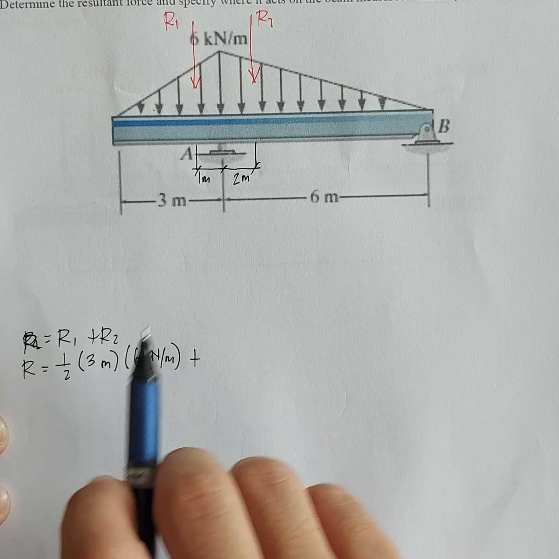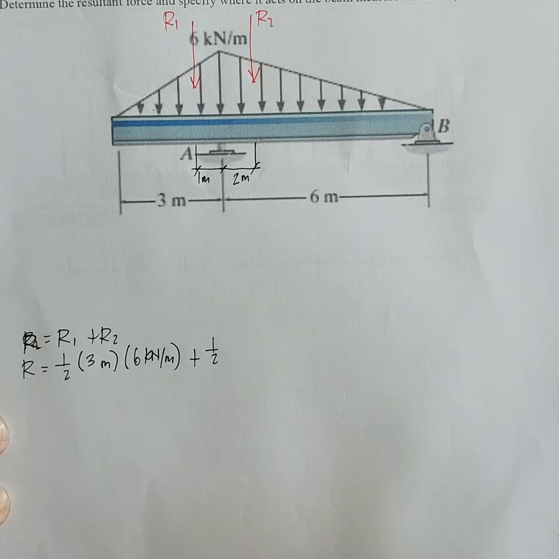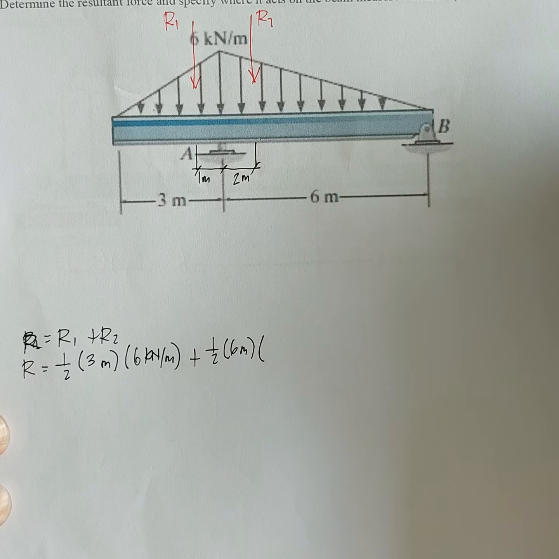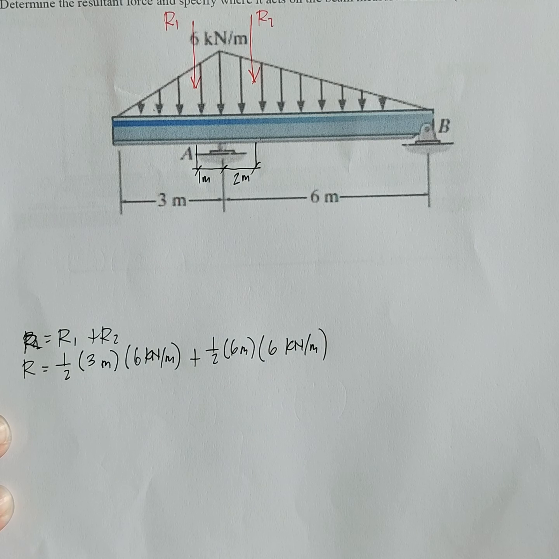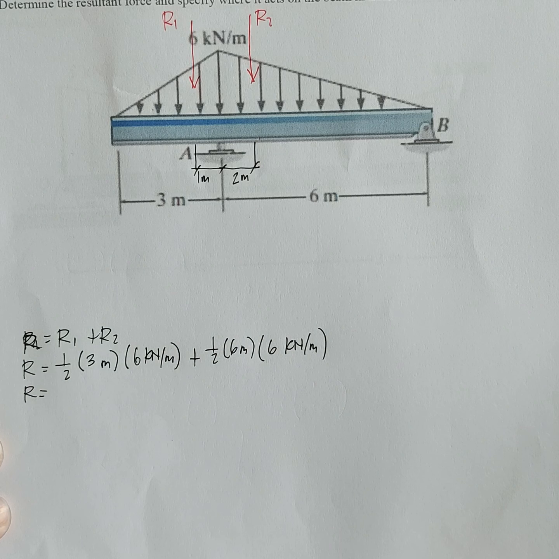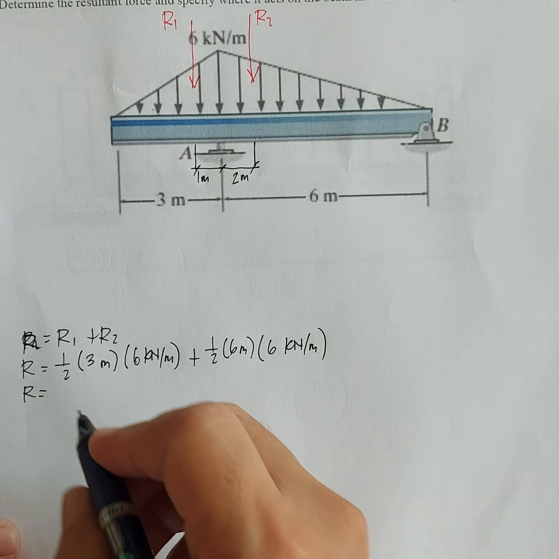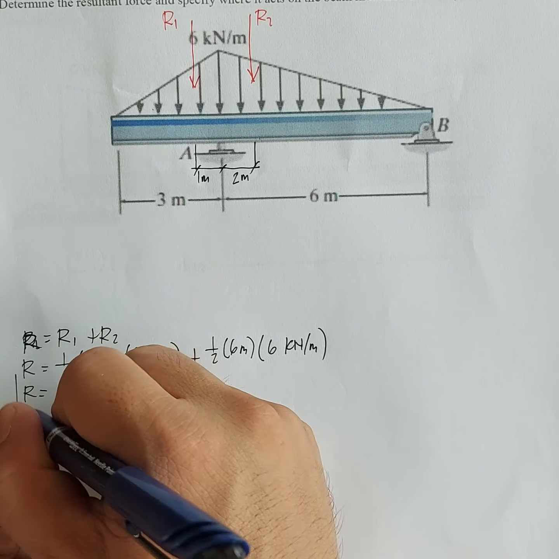Plus R2, this triangle. Again, the area of the triangle: 1/2 times the base, which is 6 meters, and the height is the intensity of the loading, 6 kilonewtons per meter. So the resultant is equivalent to 27 kilonewtons. That's the resultant force.